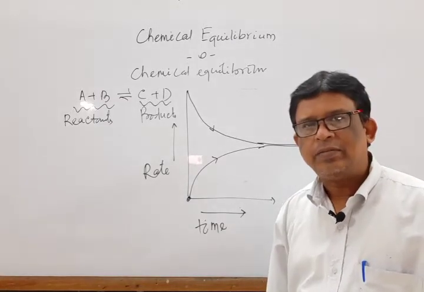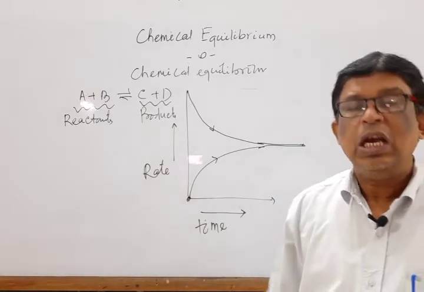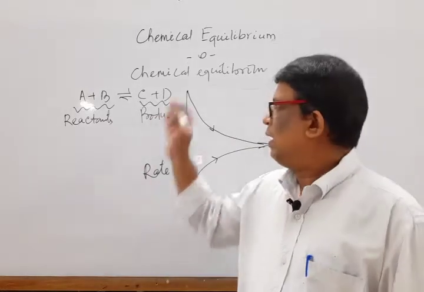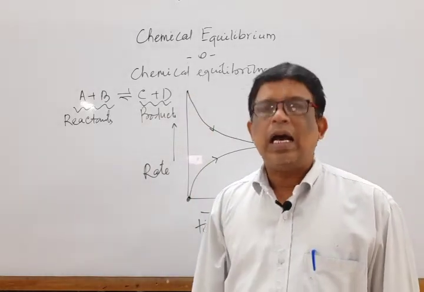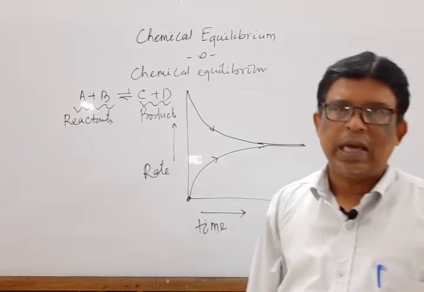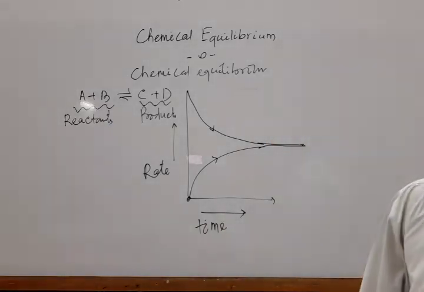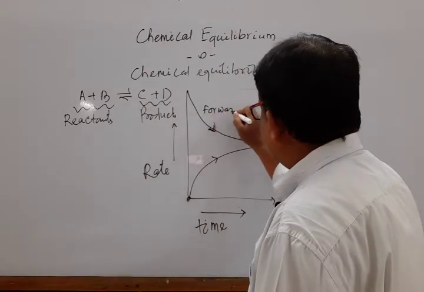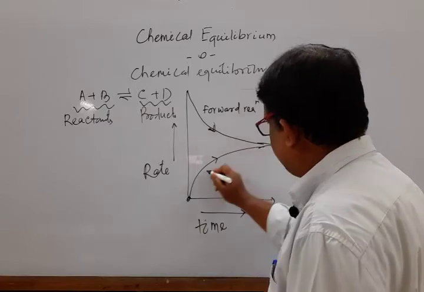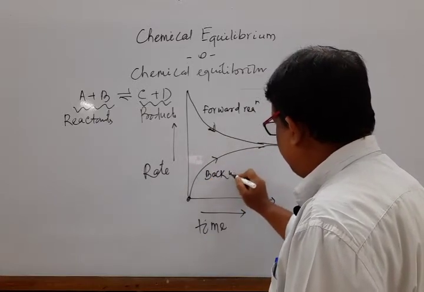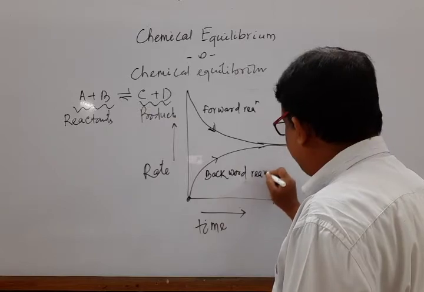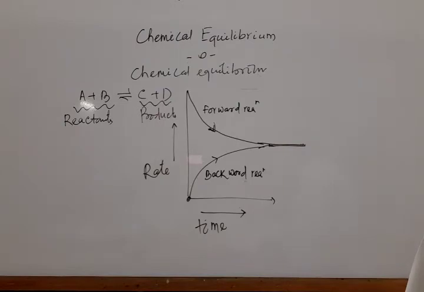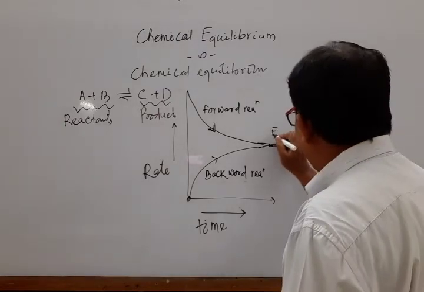That state in which the rate of forward reaction is equal to the rate of backward reaction is known as the equilibrium state. As it is in a chemical reaction, that is known as chemical equilibrium. Mark that. I indicate it is known as a forward reaction. It is known as backward reaction. And this point where the rate of forward reaction is equal to the rate of backward reaction is known as the equilibrium point.